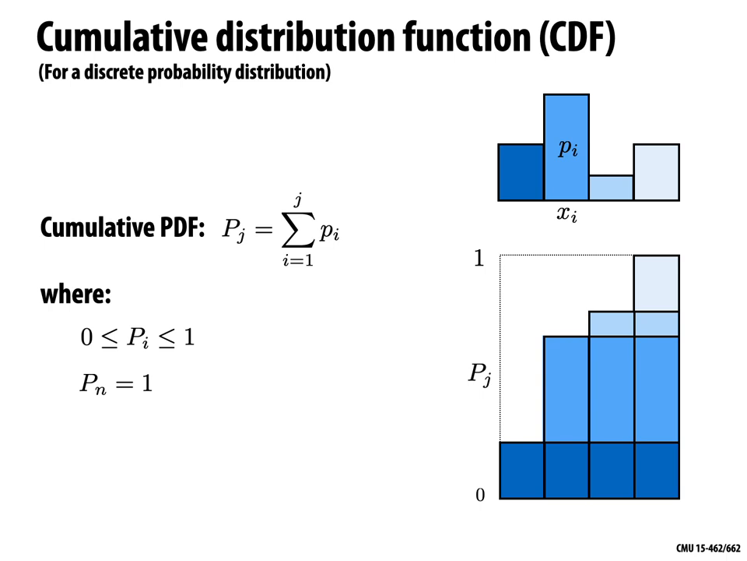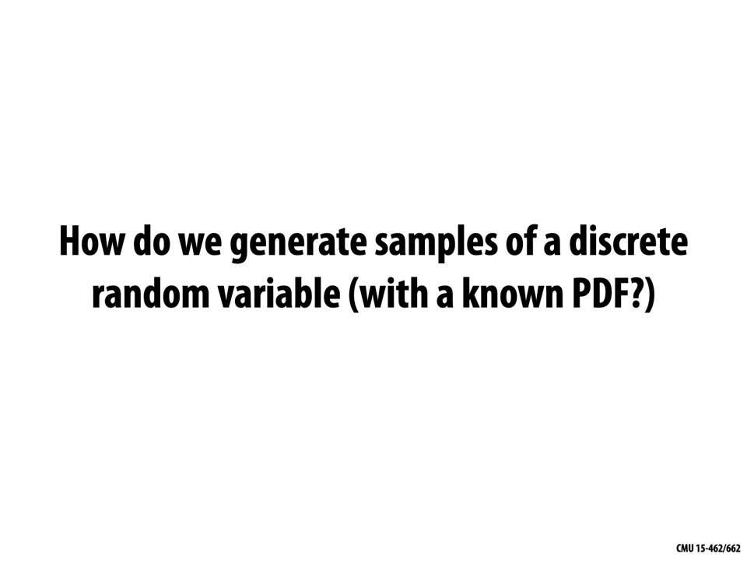Why do we want to compute the cumulative distribution function? Well, because we have to answer at some point this question. How do we generate samples of a discrete random variable with a known PDF? You give me probabilities for a die, maybe they're not all uniform. How would we get our computer to generate one after another values that are distributed like our desired probabilities? Well, we can use the CDF.